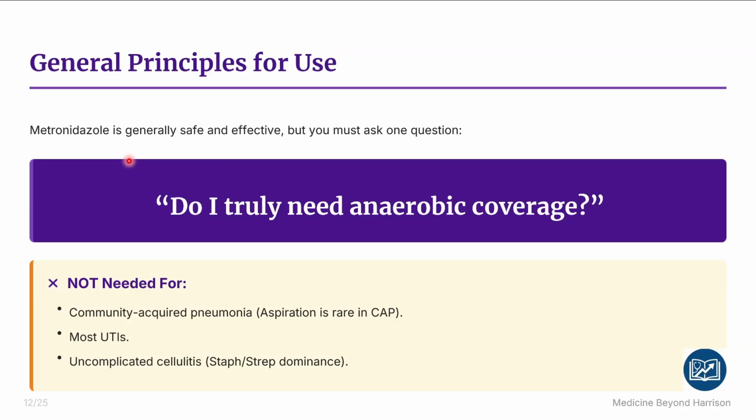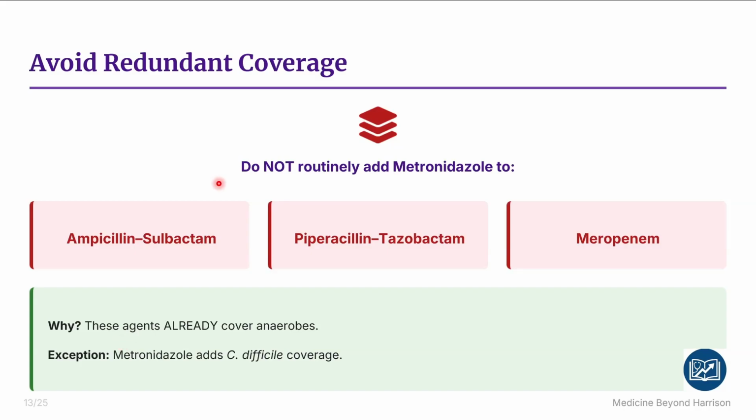General principles: it is generally safe and effective, but you must ask one simple question: do I truly need anaerobic coverage? It is not needed for community-acquired pneumonia because aspiration is rare in community-acquired pneumonia. Also for most urinary tract infections, don't go for anaerobic coverage. And for uncomplicated cellulitis, such as staph and streptococcus dominant cellulitis, don't go for anaerobic coverage. Avoid redundant coverage: do not routinely add metronidazole to meropenem or ampicillin-sulbactam, because all these drugs themselves have anaerobic coverage.